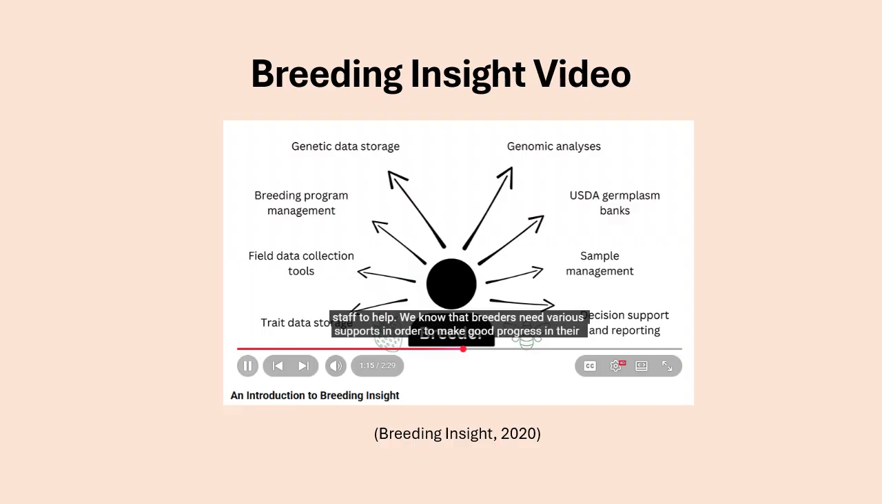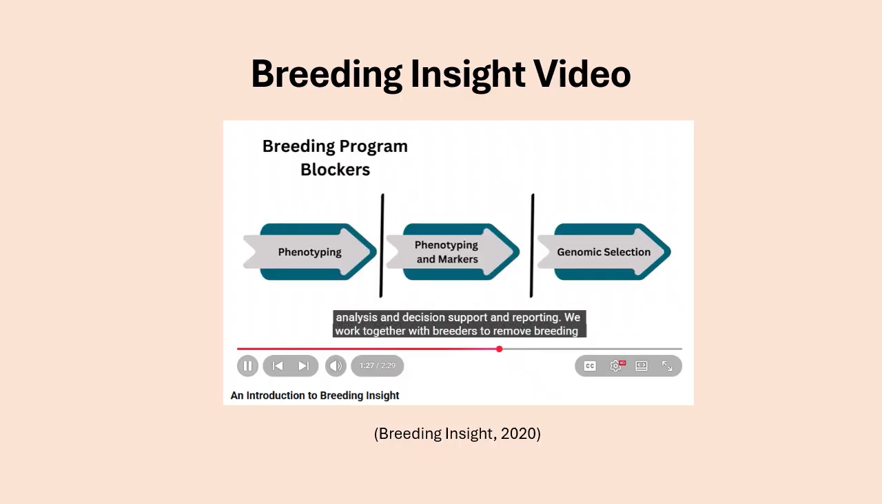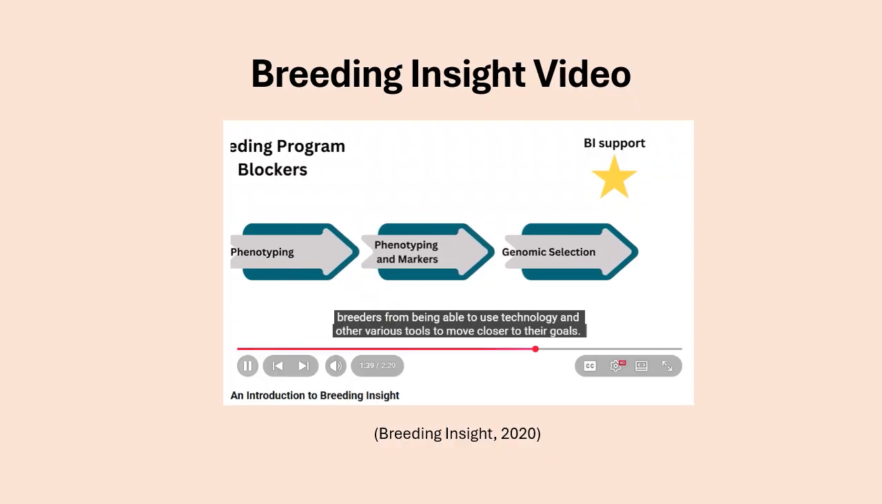We know that breeders need various supports in order to make good progress in their programs. That means handling trait data storage, sample management, field data collection, genomic analysis, and decision support and reporting. We work together with breeders to remove breeding program blockers. Not having enough staff and targeted expertise, or a lack of funding, block breeders from being able to use technology and other various tools to move closer to their goals.